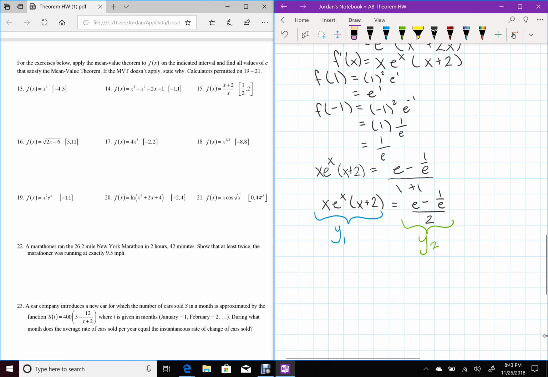Let me just try this whole thing again. Okay, so in my calculator, I'm typing in my y1, and then I'll type in my y2. So give me a second to do that. X, e to the x, x plus 2, and then my y2.